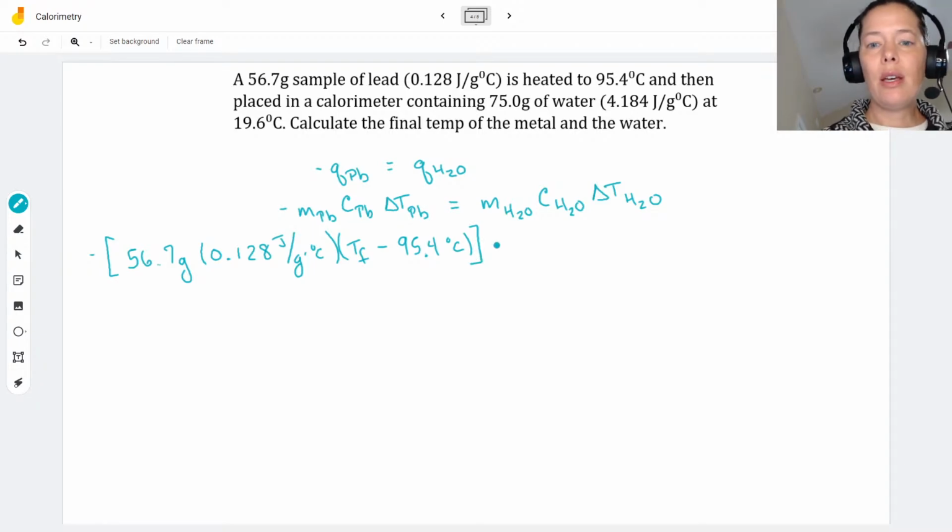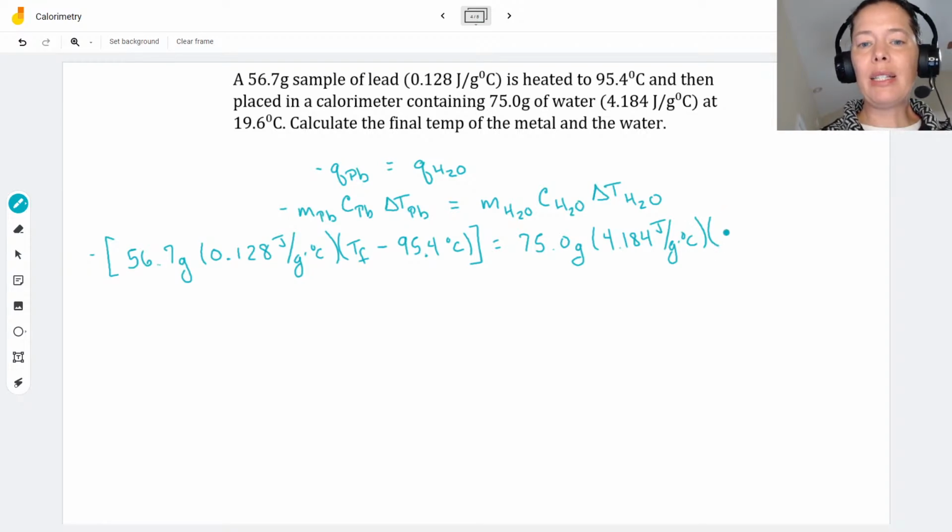Okay, and now let's do the water side. So my mass of water is 75 grams. My specific heat is 4.184. And again, for my delta T, I do not know what my final temperature is, but my initial temperature for my water is 19.6.